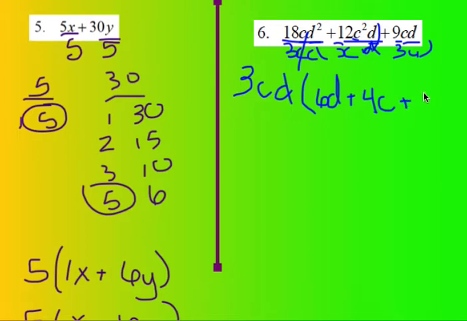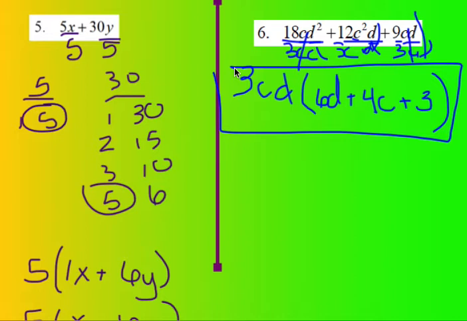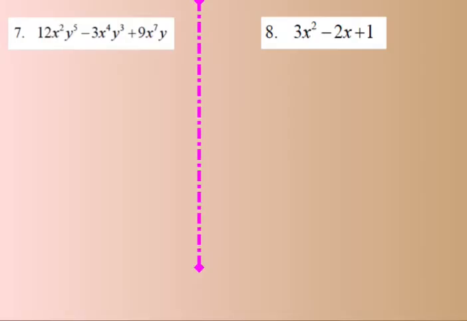9 divided by 3 is 3. c over c cancels out. d over d cancels out. So we're just left with 3. So this right here is your answer for number 6. So let's take a look at number 7.